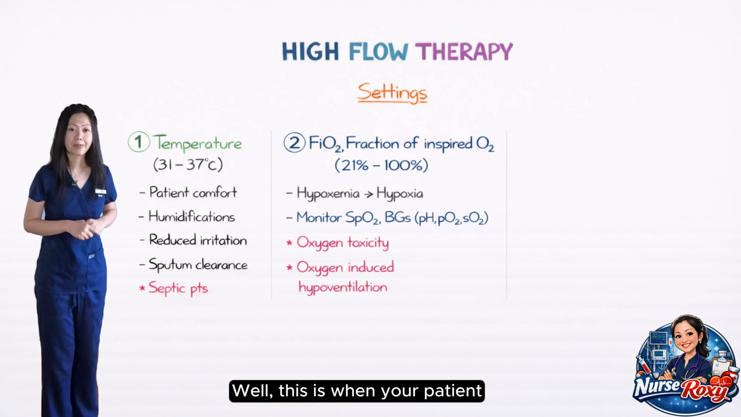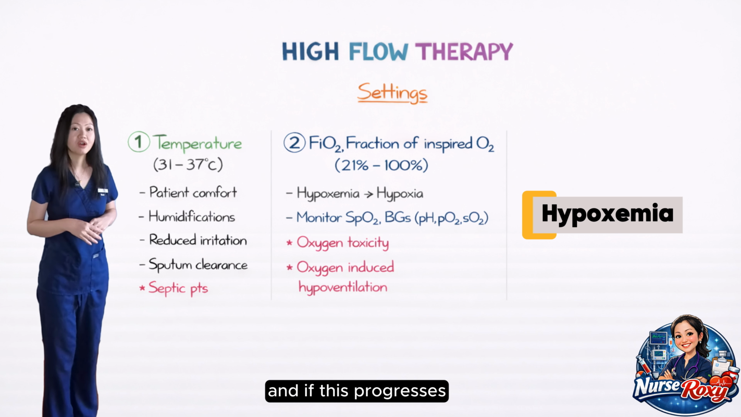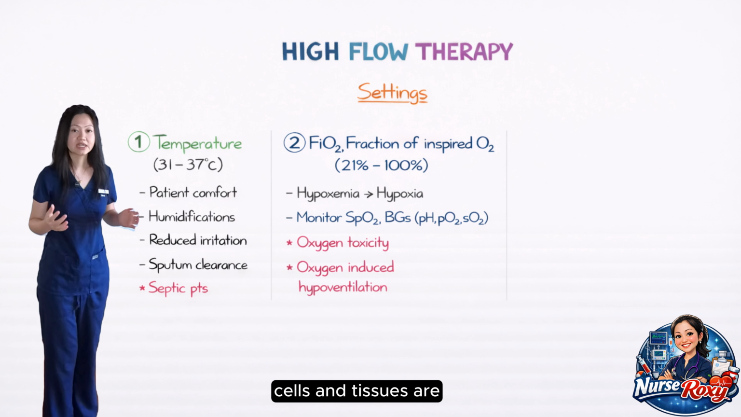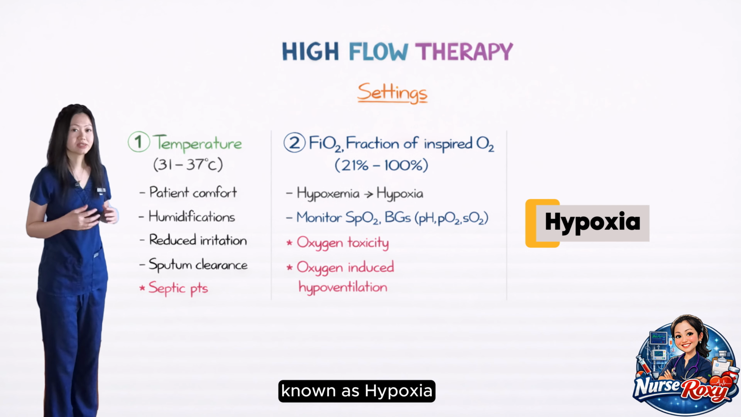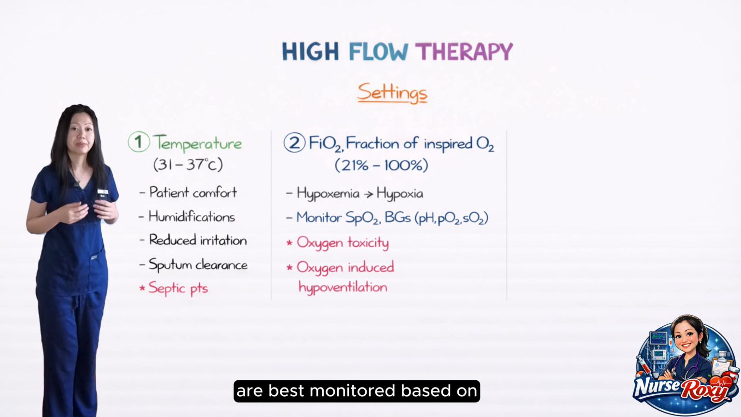Well, this is when your patient is hypoxemic. And if this progresses over a period of time, cells and tissues are deprived of oxygen, known as hypoxia. Hypoxia or hypoxemia are best monitored based on the patient's SpO2 levels, or to be accurate, their blood gases, particularly their pH, their PO2, and their SO2 levels.